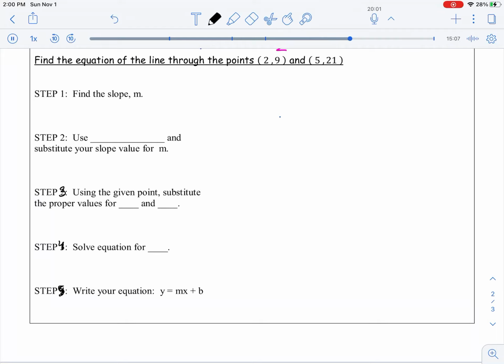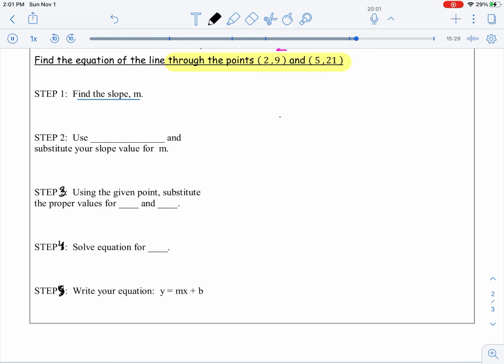Final example of the week, Math 1. I'm going to find the equation of the line through the points (2, 9) and (5, 21). First step, same as every single time for these problems: find the slope. And I'm going to do this one using the table method that many of you guys liked.